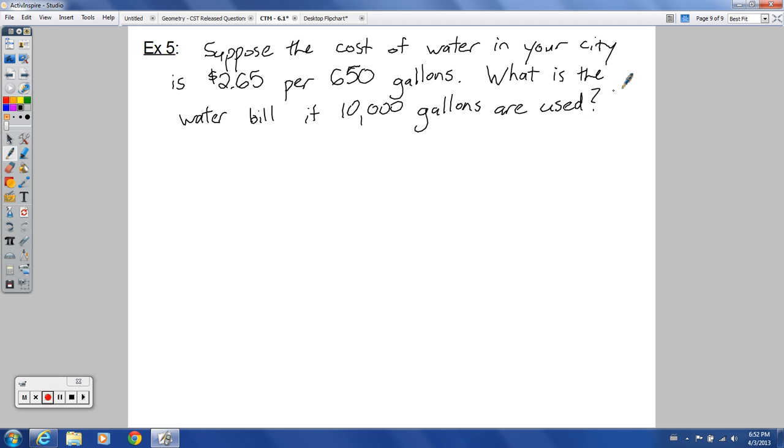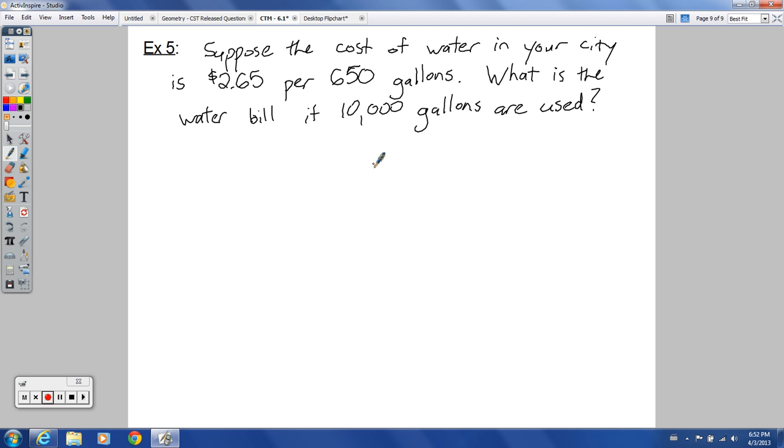I'm bringing this up as a problem here as we review our algebra skills, because a lot of students will look at it and say, oh, it's a word problem, I can't do this, or I don't know how to start, it doesn't make any sense to me. Well, what are you trying to do here? We're trying to figure out the total cost of the water bill if you have 10,000 gallons. So if I compared 650 gallons to 10,000 gallons, that comparison should be the same as $2.65 to whatever my cost is for the 10,000 gallons.